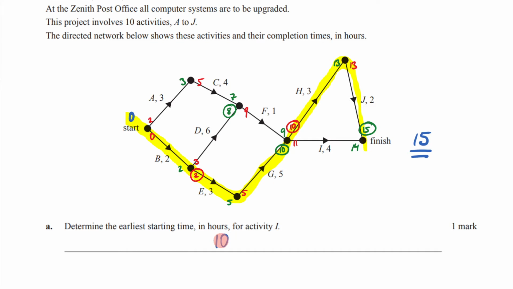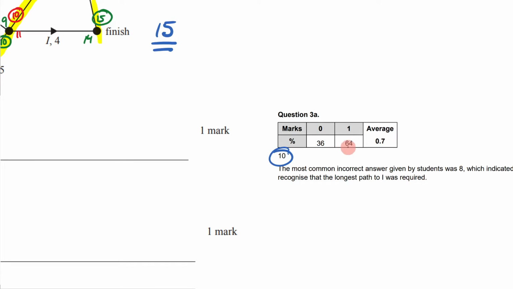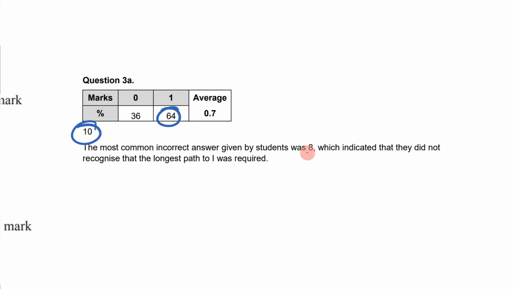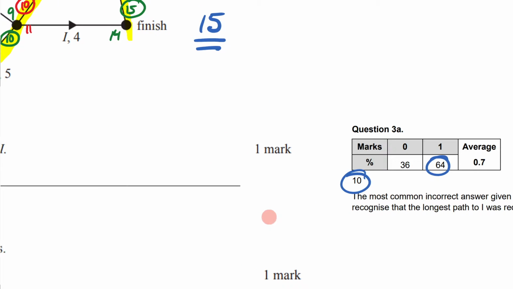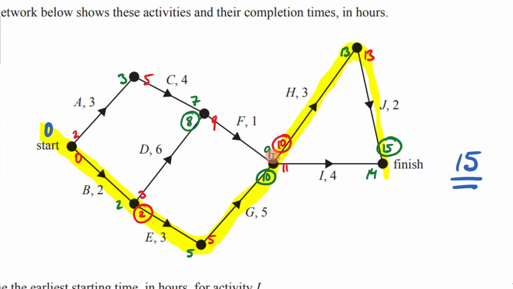Let's look at our examiner's report and see how many people got this one correct. So we'll come over here. Perfect. So as you can see, 10 is our answer. 64% of people got that correct. It says the most common incorrect answer given by students was 8, which indicated they did not recognize that the longest path to I was required. Now, I find that a bit of an odd statement because if I look over here, I'm not sure why they would have said 8. I can understand if they messed it up and said 9, but why would they have said 8? I'm not quite sure, but we got the right answer, so it really doesn't matter.